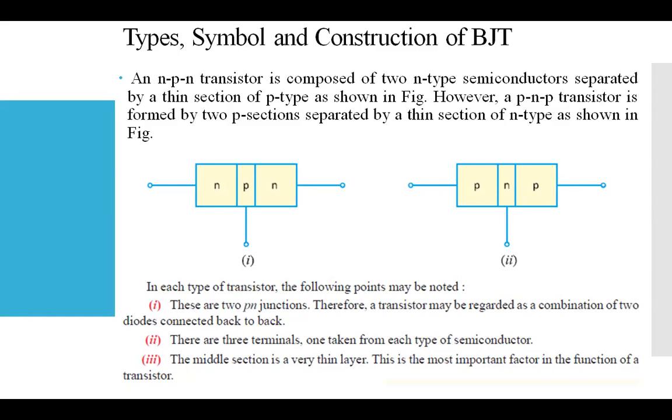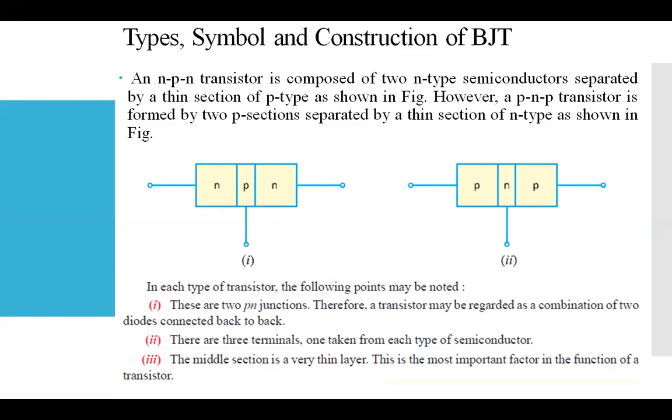The second point is that there are three terminals on these devices, one taken from each type of semiconductor. That means in the first diagram you will have two terminals from the N type semiconductor and one from the P type material. Similarly, you can see it in the second diagram also. So there are three terminals brought out for connection from each semiconductor section.